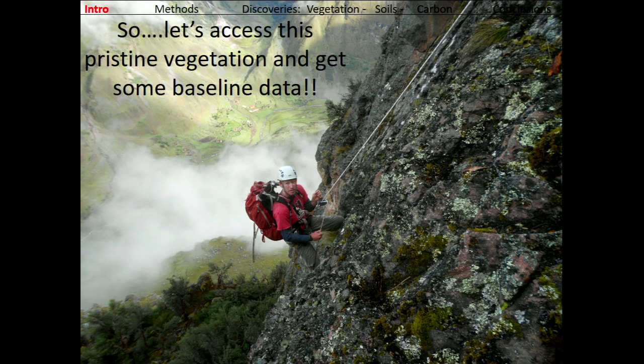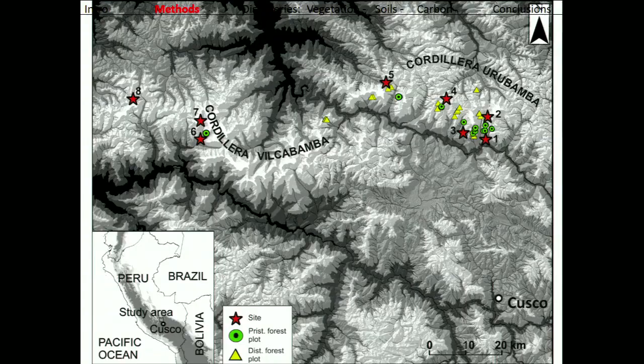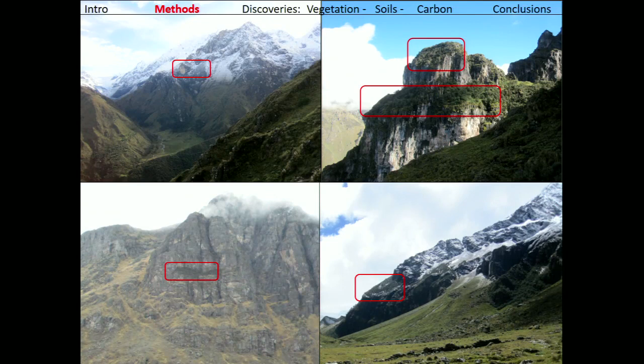Myself and my wife were climbers, and we accessed these pristine zonal vegetation in the high Andes and got ourselves this baseline data. Now we focused on 8 large sites across the Cordilleras Vilcabamba and Urubamba in southern Peru, close to Cusco, as you can see down here, as well as many other smaller sites. And here are some examples of the sites. As you can see, completely inaccessible to surrounding livestock, to the human-induced ground fires, and of course humans.